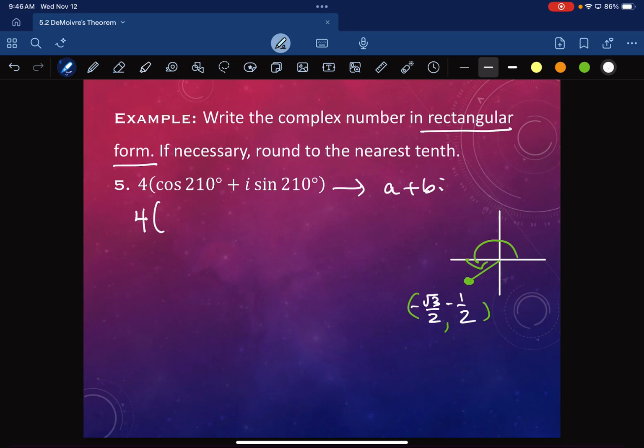Okay, all good? All right, so cosine is the x value. You remember that? Cosine is x. Sine is y. So the x, the part that's listed first, goes in first. That's convenient. Negative square root 3 over 2. And then we have our I. And then the y component goes in second. It's negative 1/2.